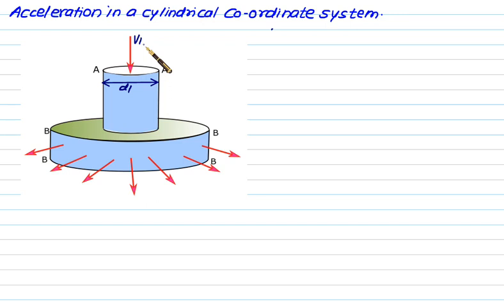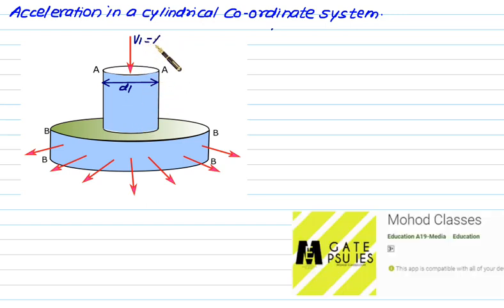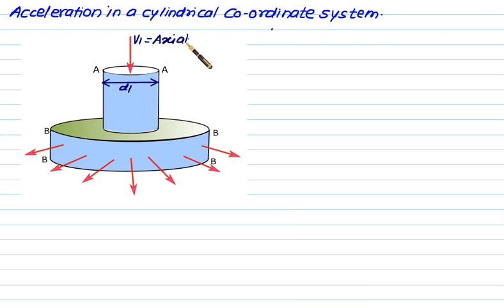This time the velocity is along the axis, so it will be called the axial velocity. That is the same as the linear velocity or the velocity along the x direction. So we have discharge Q given as the product of area and velocity, but area and velocity are always perpendicular. So we have A1 into V1, and A1 is given as pi by 4 into d1 square, into the velocity v1.